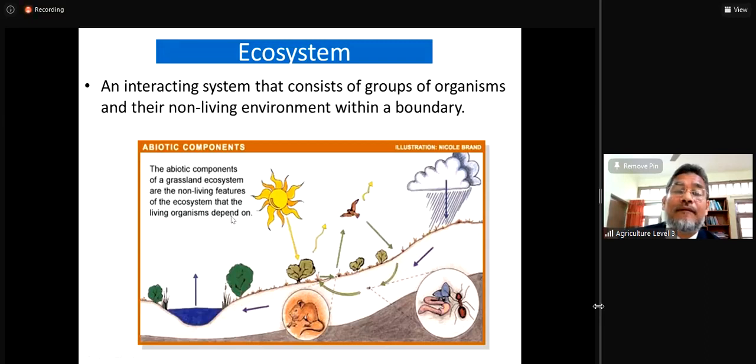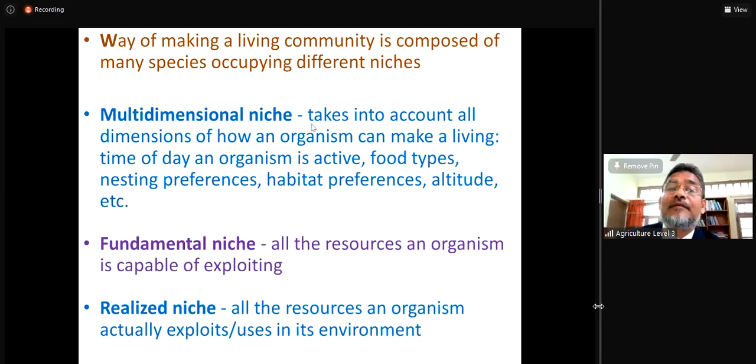Multidimensional niche, if you could explain it once more. Multidimensional niche. This niche takes into account all dimensions.